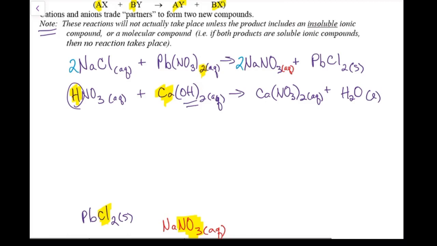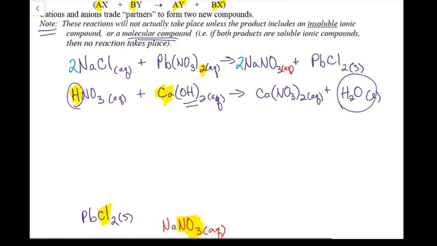So you might say, well, this must be a no reaction because I didn't get a solid precipitate forming. But if you'll notice, the reaction will not take place unless the product includes an insoluble ionic compound or a molecular compound, which water definitely is. It's covalent. Okay?